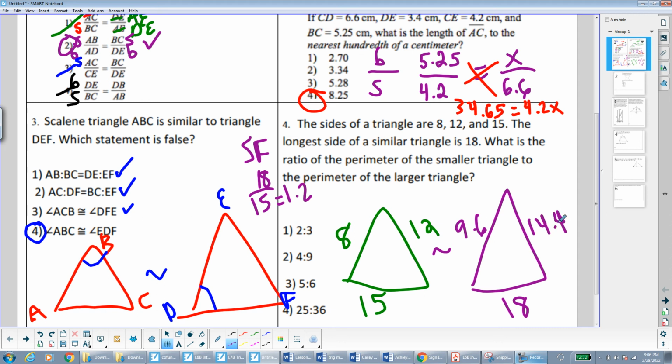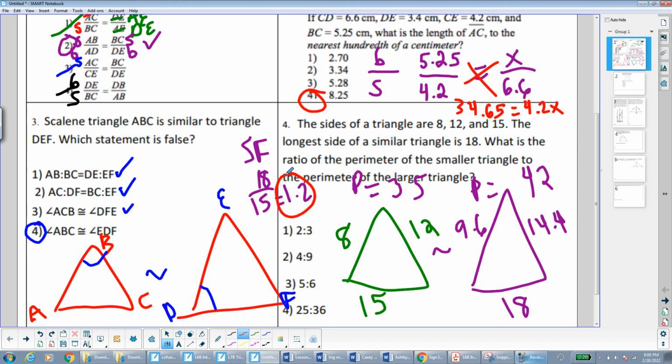Okay, I can add up to find the perimeter. 8 plus 12 plus 15. Oops, my calculator messed up. 8 plus 12 plus 15. And I got 35 as the perimeter. And I can add up the sides here. I have 18 plus 9.6 plus 14.4, and I get 42. And if I divide 42 by 35 as expected, I get 1.2.